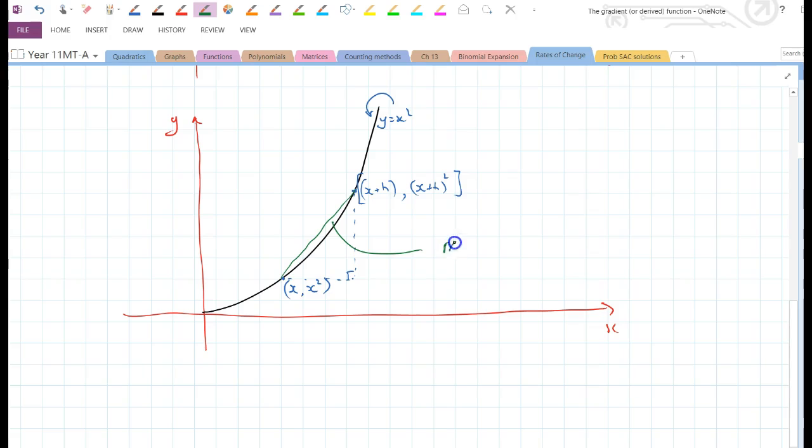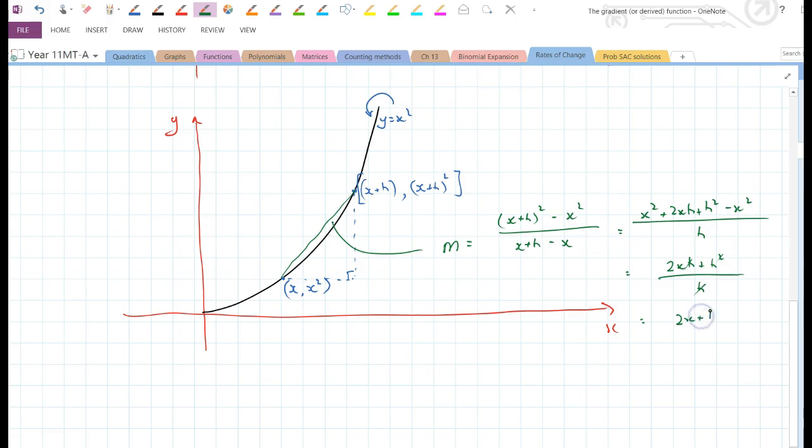So my gradient is equal to rise over run. My rise is x plus h squared minus x squared, over x plus h minus x. Expanding this out, x squared plus 2xh plus h squared minus x squared, over h. The x squareds cancel up top, so I end up with 2xh plus h squared over h. And when I cancel my h's, I end up with 2x plus h.